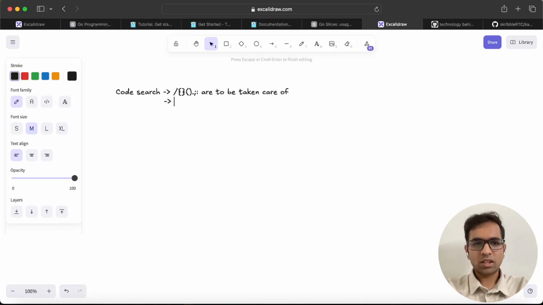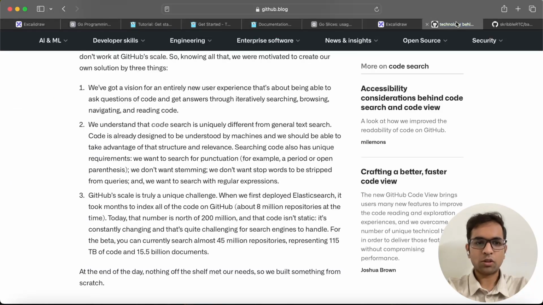Along with all of these things, as we know that we need to take care of all of these symbols, one thing that comes up straight away is that we need to use regular expressions, and we need to query on the basis of these regular expressions, right? So that was one thing. The first thing that is important, and they also have mentioned this, is that code search is uniquely different from general text search, because we want to have symbols and all of those things, and we need to take care of that.